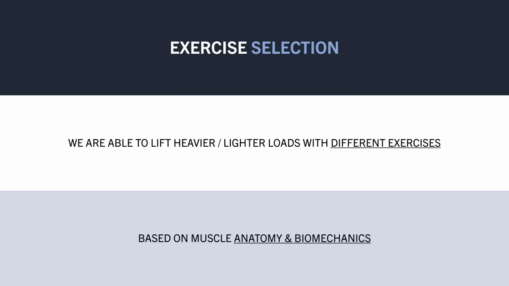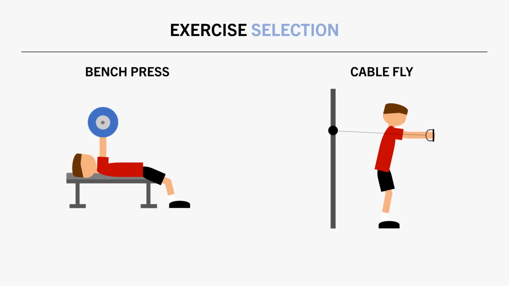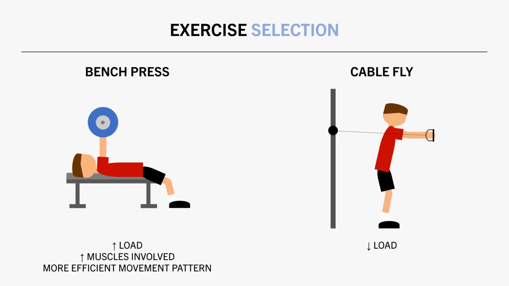For example, let's compare a barbell bench press with a cable fly. Both exercises are mostly used to target the chest, but we can lift more load with the bench press. This is because the press involves more muscle groups, such as the triceps, and is lifted through a more efficient path, whereas the fly involves fewer muscles and joints and also has a much larger moment arm with the shoulder joint. However, both exercises can be effective at targeting the pecs despite the differences in load used.